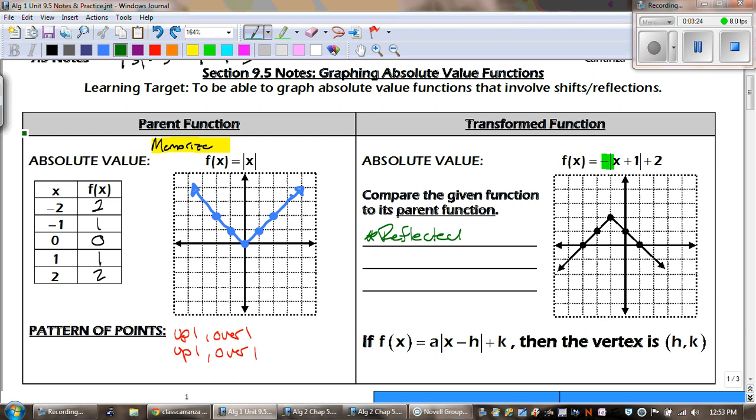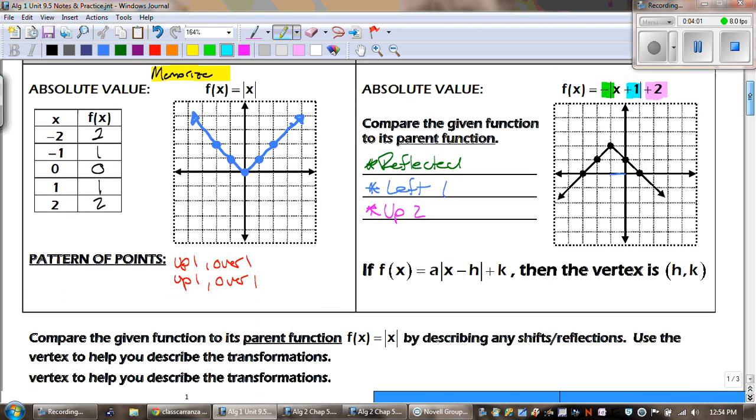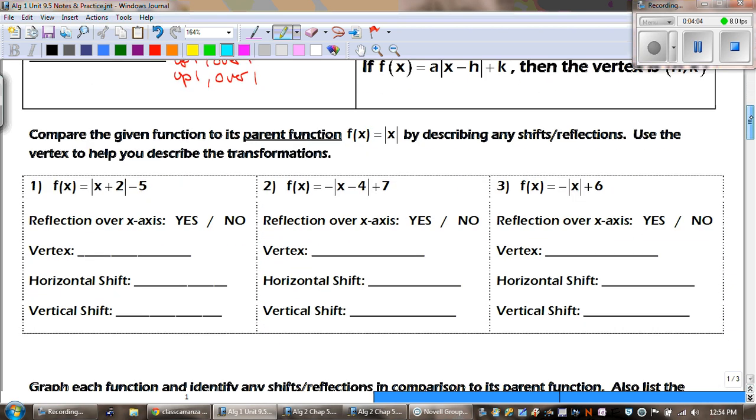All right. What about shift? Did we have to shift to the right or left at all? Well, yeah, it shifted 1 to the left, and did it go up or down at all? Yeah, it went up 2. The up 2 is because of the positive 2, and the left 1 is because of that positive 1. The vertex is the same thing as what we've been talking about with quadratic functions, so that's nothing new. The only thing that's really new is the shape.